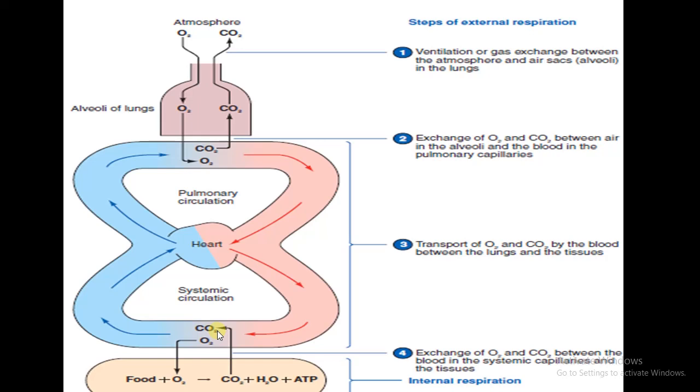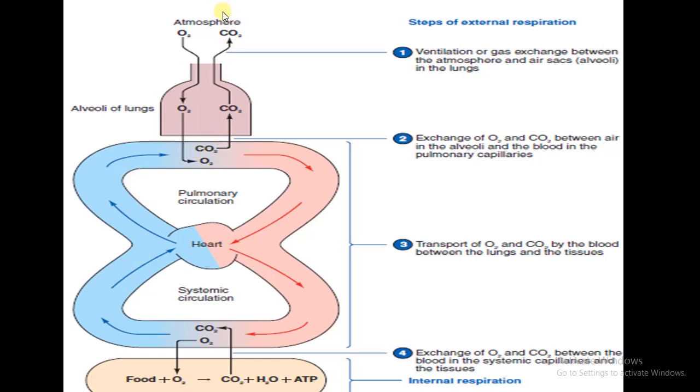of external respiration. And here this is the internal respiration, in which, in the presence of oxygen, the food is utilized to produce energy in form of ATP, and during this process carbon dioxide is produced, which is a waste material. It must be removed from the body, so it diffuses out from the cells into the blood. Blood carries it back to the lungs, and from the lungs it is exhaled out.